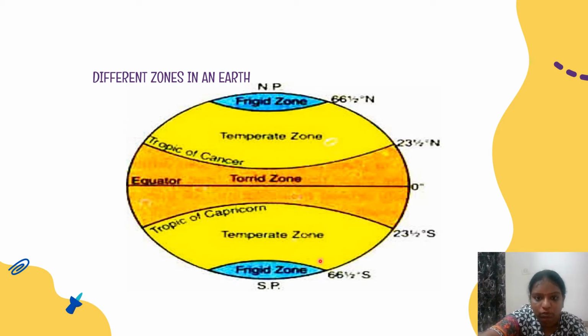and below Tropic of Capricorn and Antarctic Circle you have the temperate zone. Now tell me, where is the frigid zone? Yes, it is in the blue color, right? That is the frigid zone. It lies between the Arctic Circle in the northern hemisphere and the North Pole, and in the southern hemisphere, it lies between the South Pole and Antarctic Circle. Here I have written NP and SP. Can you tell me what is NP and SP? Yes, it is North Pole and South Pole.